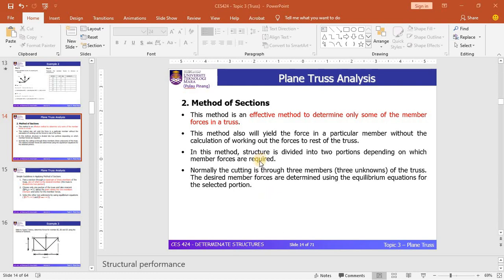Basically, this method is very useful when you want to determine only some of the member forces in the truss. If you compare this with the method of joints, there you need to find all the internal forces in the members. In the method of sections you can jump straight to the member that you want to solve without determining the rest of the internal member forces. Meaning that you can skip the process to the members that you are interested in determining.